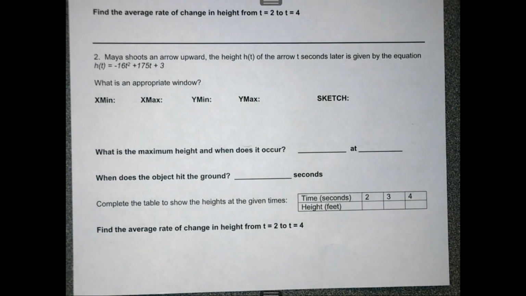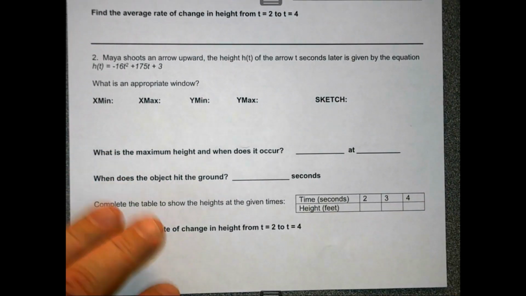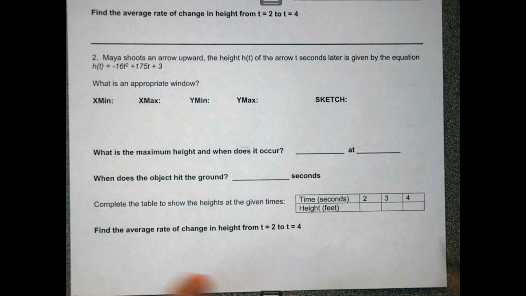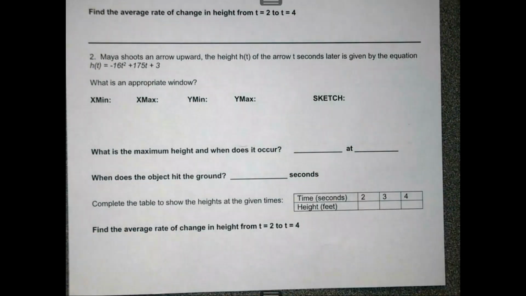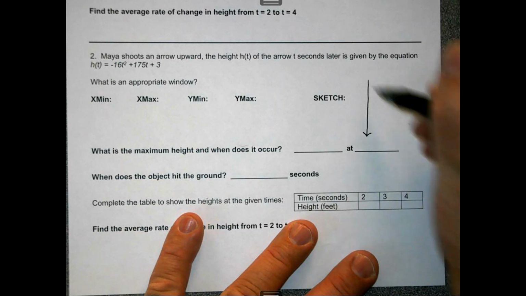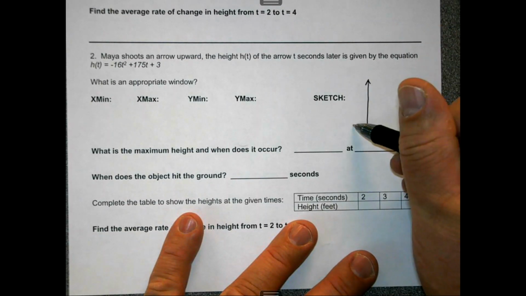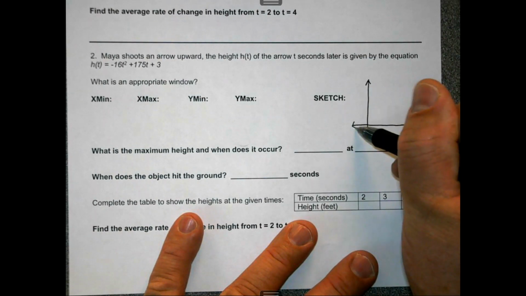All right, so number 2. Maya shoots an arrow upward, and the height of the arrow at t seconds later is given by the equation h of t equals negative 16t squared plus 175t plus 3. And again, with these, I always tell you to do what? Make a sketch. And again, I like to focus on that first quadrant because that's where all the action happens, right?